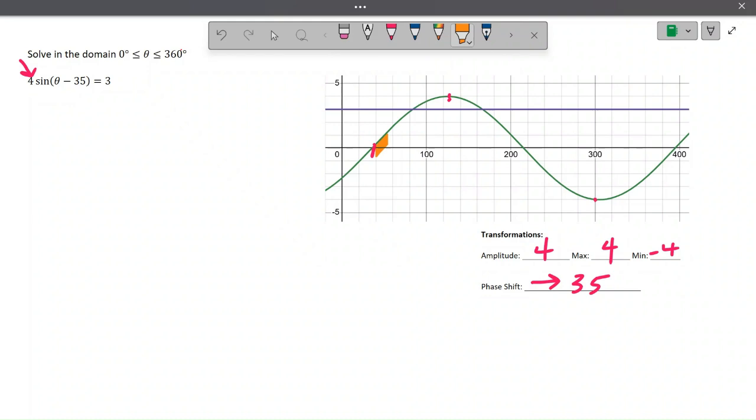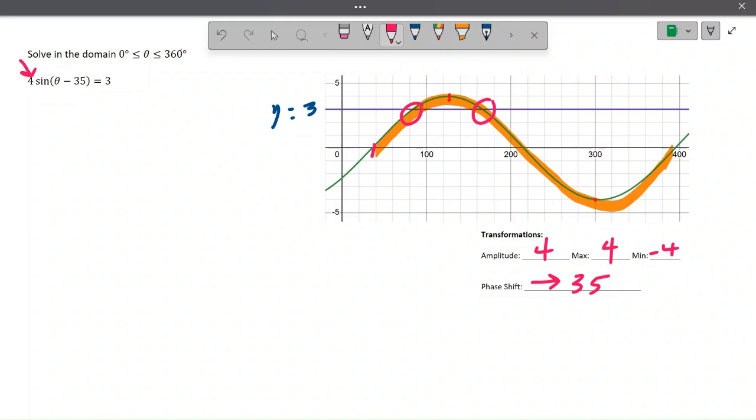So if we trace this sine wave, we're going to see our full wave happens right there. So it starts at 35 degrees and ends at 395 degrees. So I went ahead and placed y equals 3. That's what this blue line is here. Y equals 3 here because that's where we are finding our solution, where that line intersects with our sine wave. So we can see that we're going to have one solution here and one solution here.